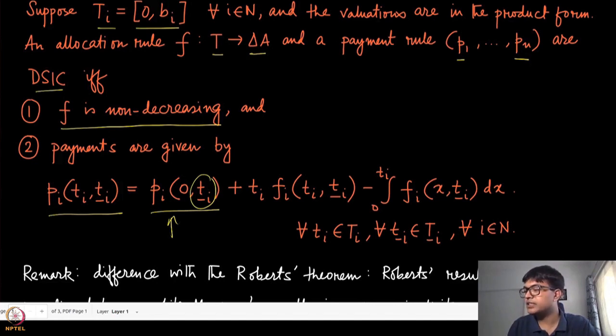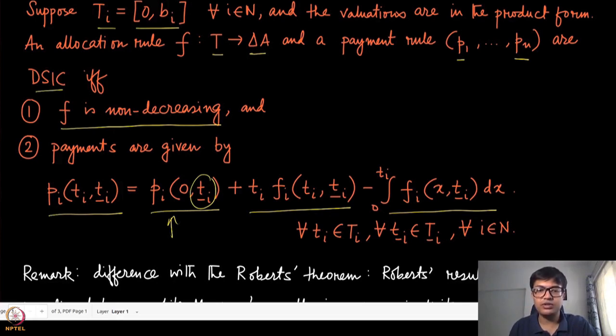The second part is its value, something like t_i times the probability with which it gets the object. In the product form, this is the value of that agent for this object. But then there is this negative integral, integrating between 0 and t_i the probability of allocation of that agent. We will see the implications of this integral formula when we discuss examples and prove this result. But at this point, it is just this integral formula.